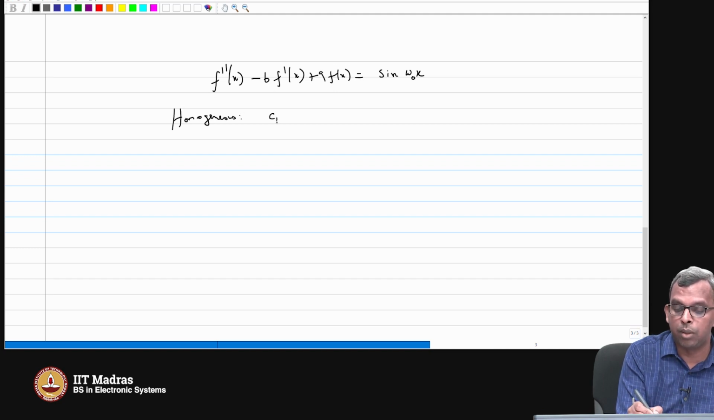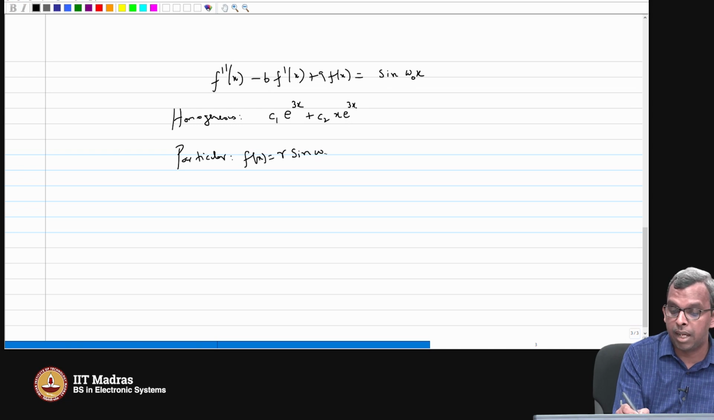The solution is c1 e^(3x) plus c2 x e^(3x). This is the homogeneous solution. What about the particular solution? I'm going to guess my particular solution to be f(x) equals r times sine omega naught x plus s times cos omega naught x.